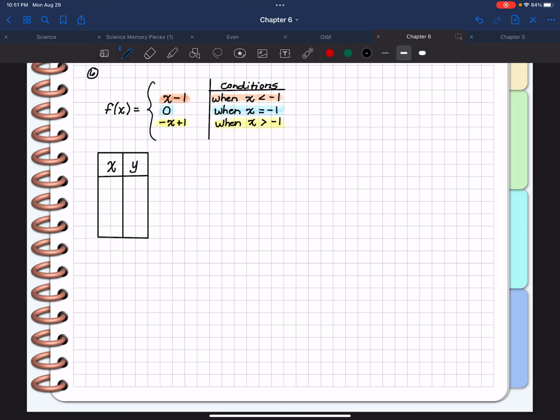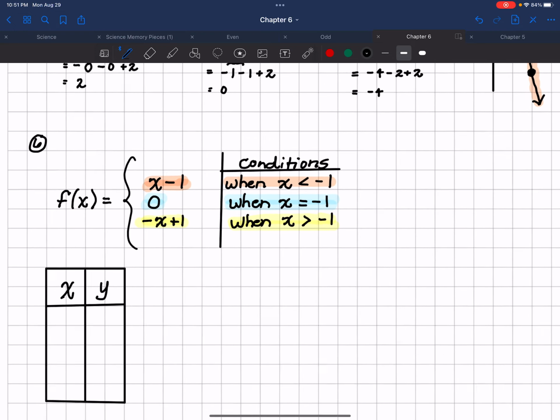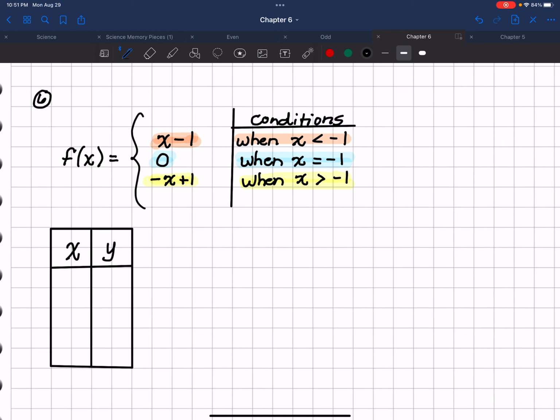I'm on page 191, and we're looking at a piecewise function. We are supposed to graph the piecewise function. So I went ahead off camera and set that up for you. And you can pause the video and copy this piecewise function.